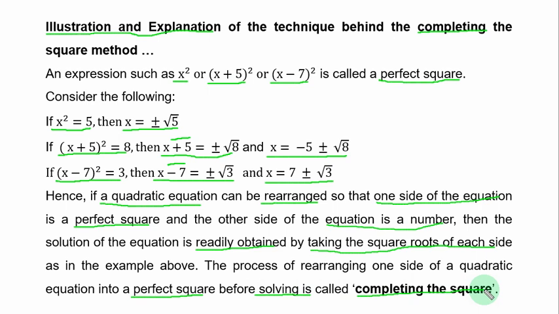So the aim here is to ensure that you rearrange or adjust the equation until one side is a perfect square. That is, the side that you can easily take the square root of. You know, you can take the square root of any perfect square. While you are doing that, the other side becomes an ordinary number. So when you put all of these together, you have the method of completing the square.